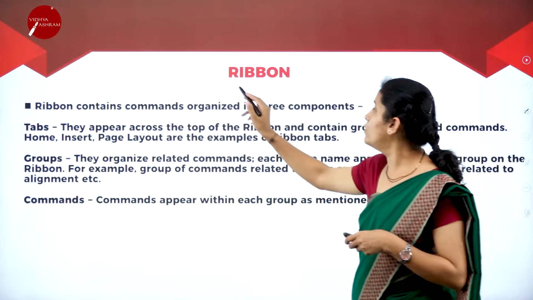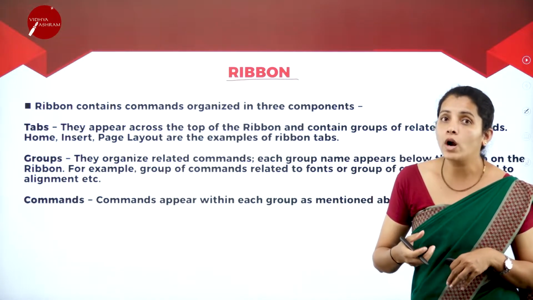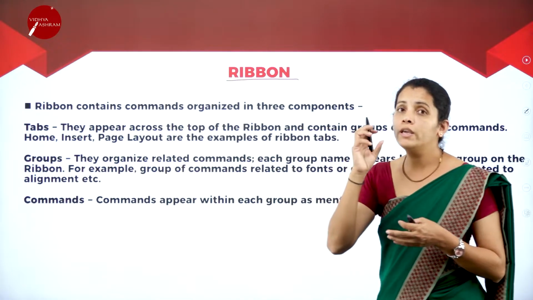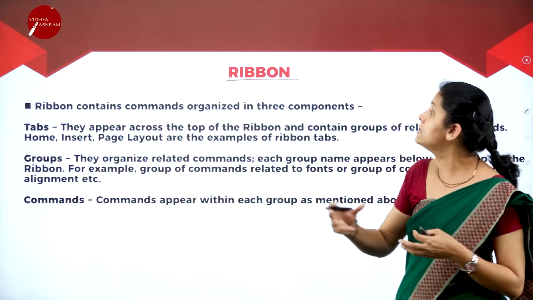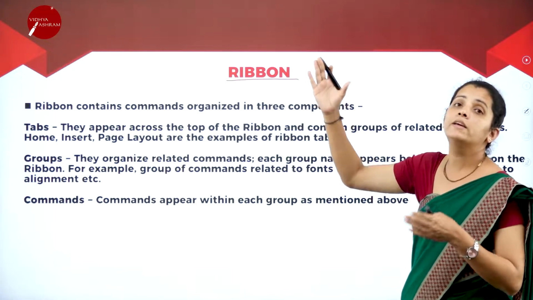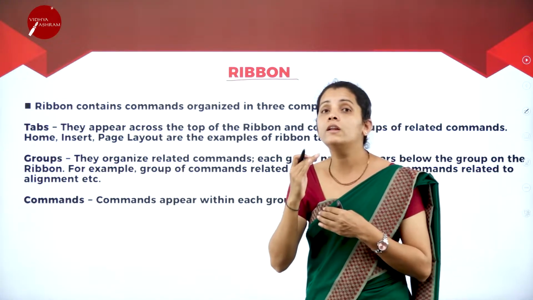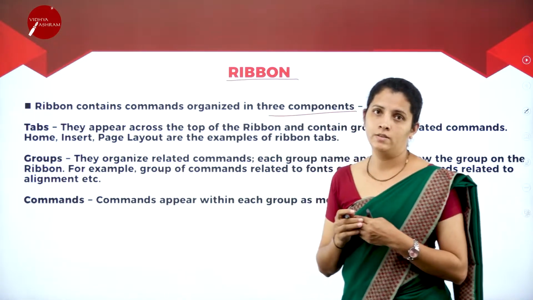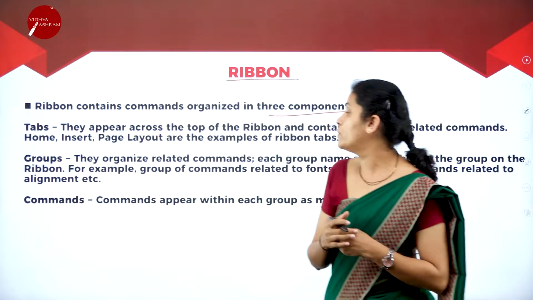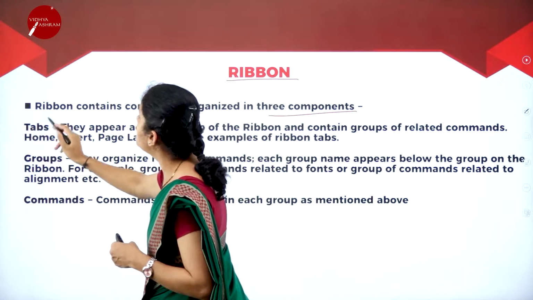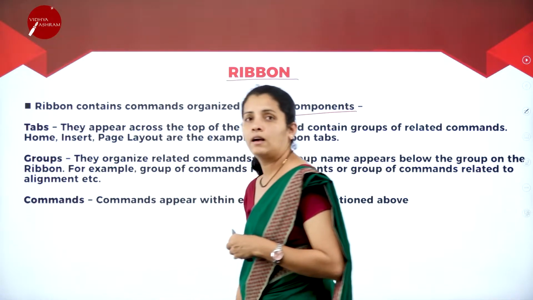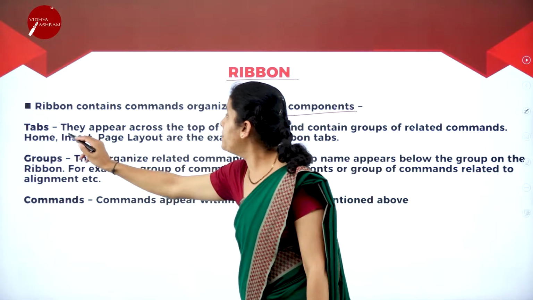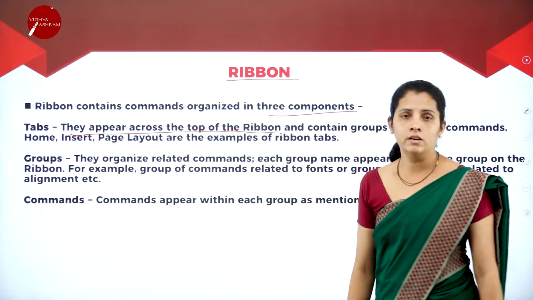Moving further, I'm going to have the ribbon. So what is a ribbon? Here, ribbons are nothing but the commands. Here the commands are organized in the ribbon in 3 components. So what are the 3 components? That is nothing but the tab, group and command. So what is a tab? Here they appear across the top of the ribbon.